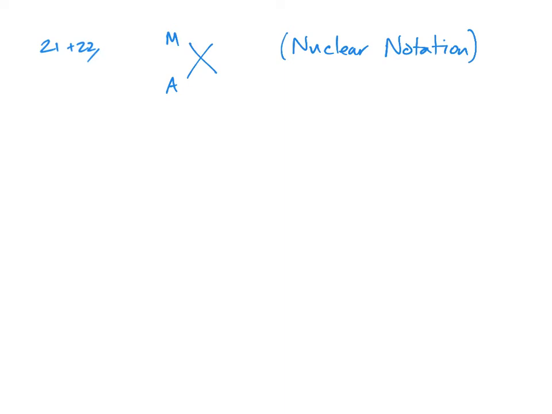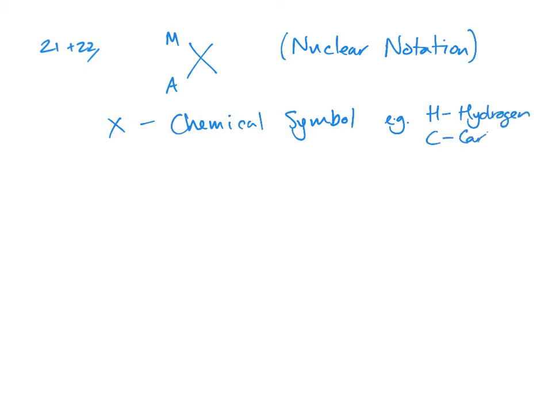To define that, we need to define what these things stand for. X is the chemical symbol. You don't need to memorize them, but for example, H stands for hydrogen, C stands for carbon. I'll show you in your booklet in a wee second what's called the periodic table, which just lists all the elements.